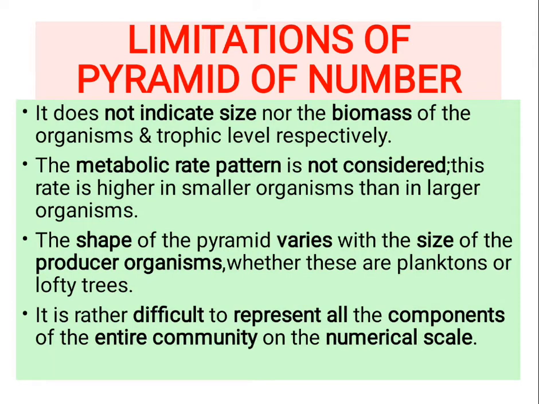There are a few limitations of pyramid of number. It does not indicate the size nor the biomass of the organisms at each trophic level respectively. The metabolic rate pattern is not considered. This rate is higher in smaller organisms than in larger organisms. The shape of the pyramid varies with the size of the producer organisms, whether these are planktons or lofty trees. It is rather difficult to represent all the components of the entire community on the numerical scale.